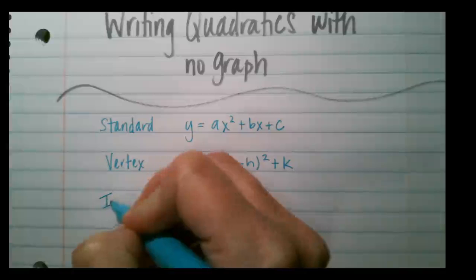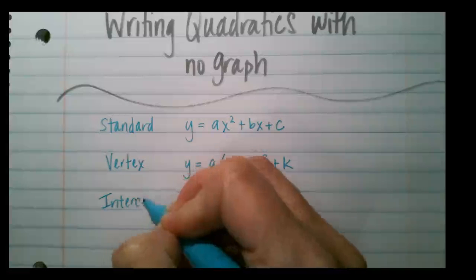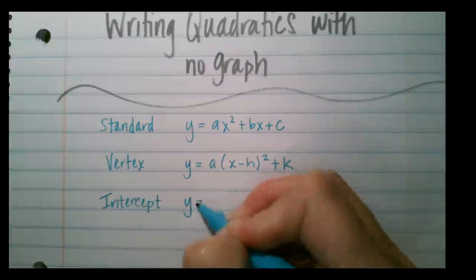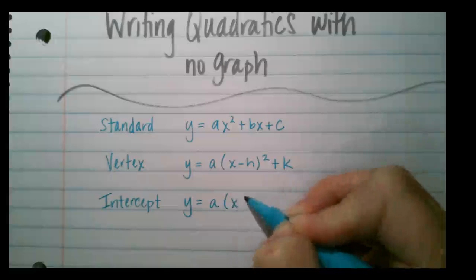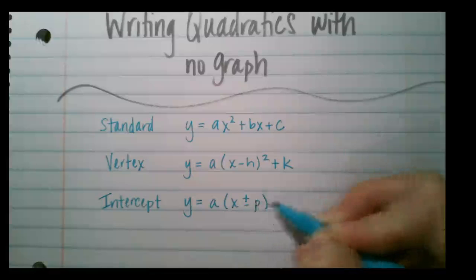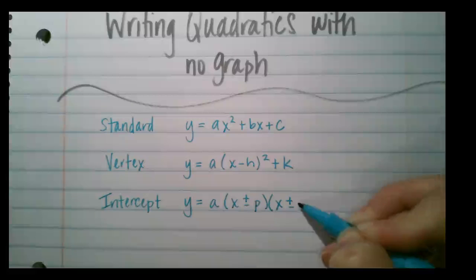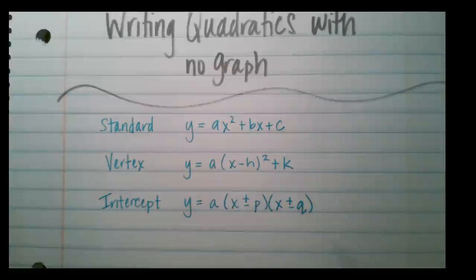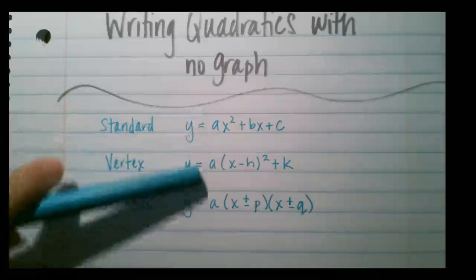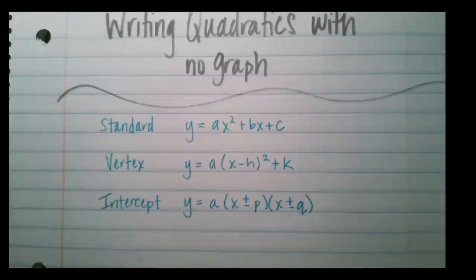And then we have intercept form, which is also known as factored form, and that is when we have x plus or minus p, and I'm just going to use p and q, x plus or minus q. So this is in factored form. So we know if we are looking for information about our parabola, the a value is going to tell us the stretch or the shrink, as well as whether the parabola opens up or opens down. So that a value is present in all three forms.